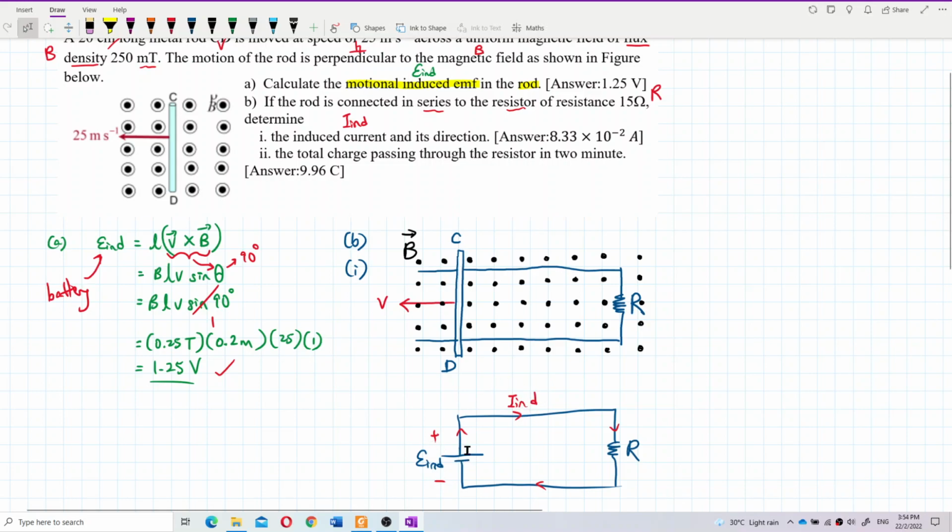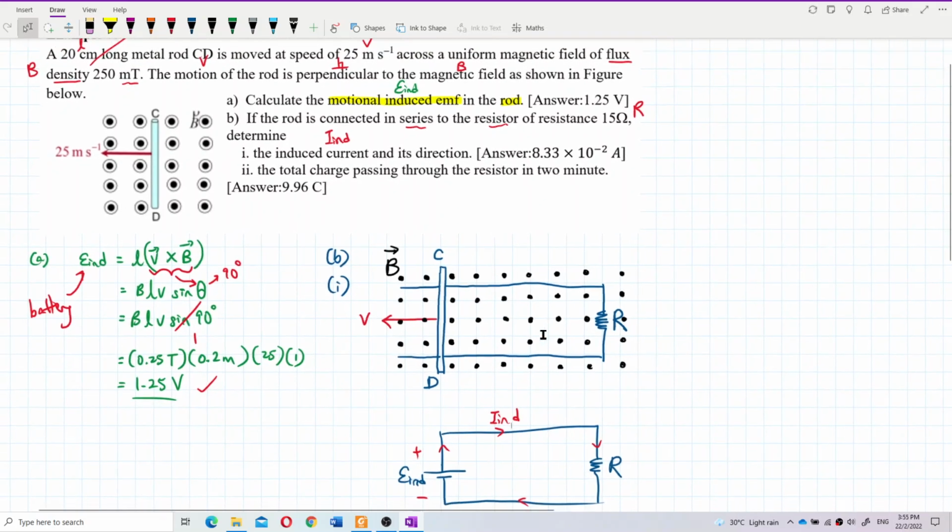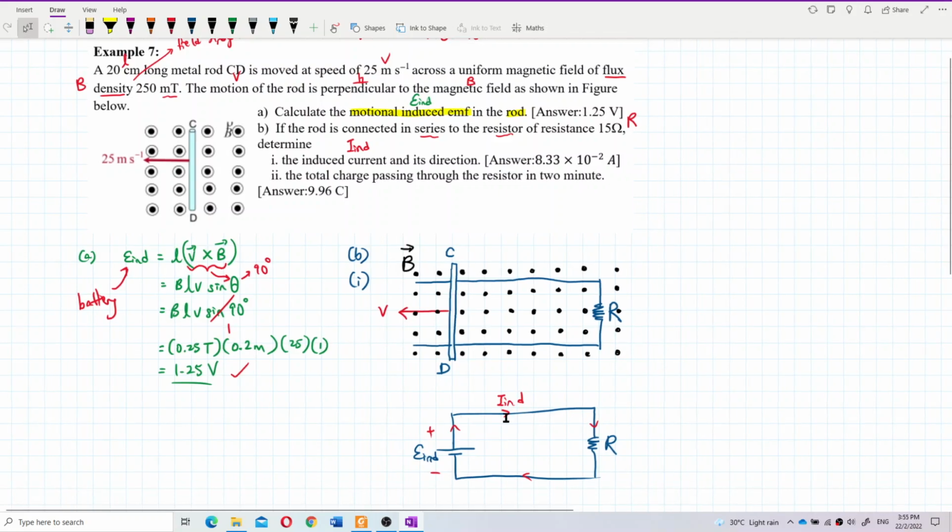So the direction of this battery, I'm not sure yet because I haven't checked the direction of the current. It may be wrong. Later I will teach you how to find the direction of the induced EMF, and also the direction of the induced current. Right now we just want to find the magnitude of the induced current first. We already got the induced EMF, so how do we find the induced current?